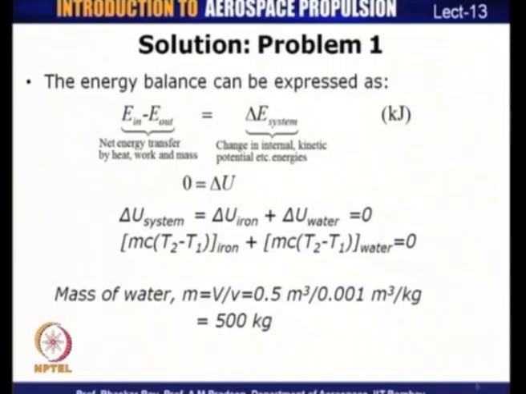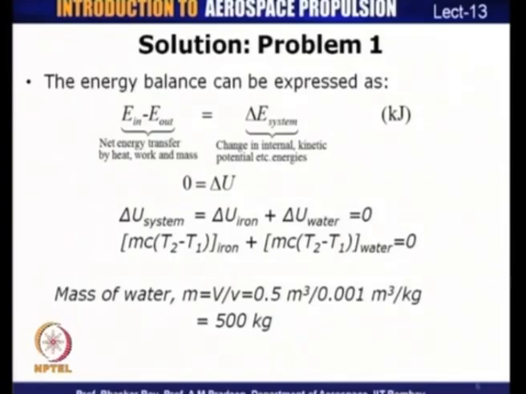And since this is a closed system, there is no energy transfer across the system boundaries either by heat, work or mass. So, E in minus E out will be equal to 0, and therefore, delta E of the system will be equal to 0. And we have also made an assumption that there are no changes in kinetic and potential energies, and therefore, it leads us to delta U is equal to 0. So, delta U of the system is basically the sum of delta U of iron plus delta U of water. So, delta U iron plus delta U water should be equal to 0.